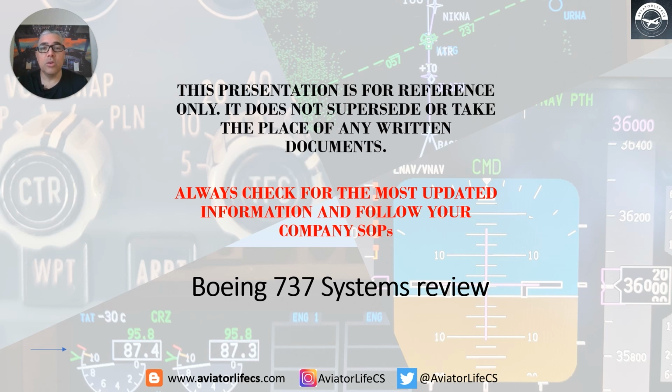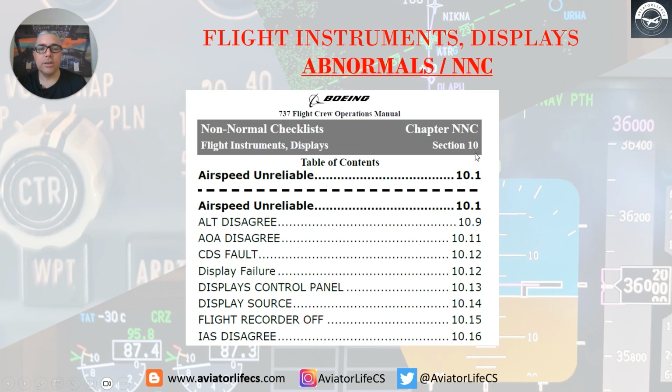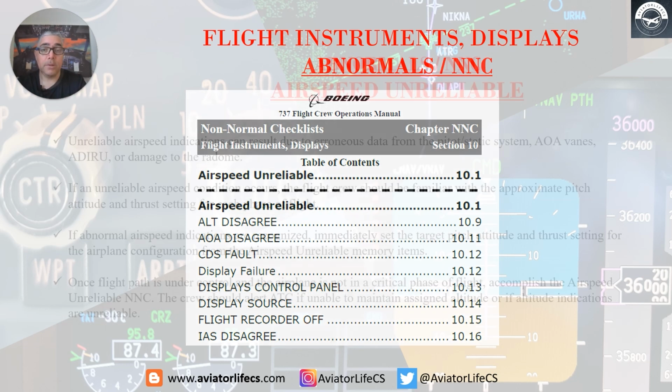And today we'll continue with our flight instruments and displays system review, and we're going to start talking about non-normal checklists and abnormals. So this is what we have on the checklist for the flight instruments and displays. And as you can see, the Airspeed Unreliable is the only one with memory items. And in today's video, we are going to talk about what the FCTM says regarding the Airspeed Unreliable.